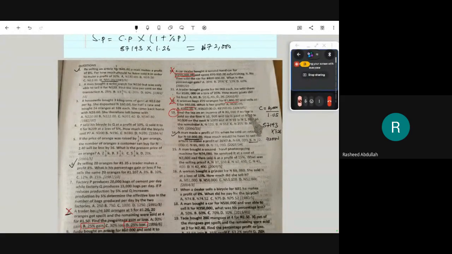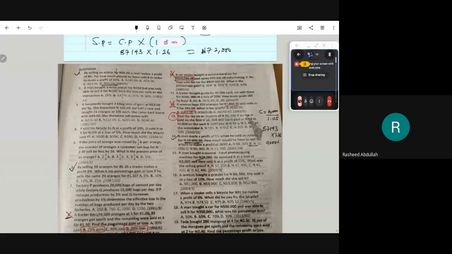A man bought a second-hand photocopying machine for 34,000. He serviced it at a cost of 2,000 and then sold it at a profit of 15%. What was the selling price? Very, very simple. The cost price is 36,000 because he bought it for 34,000 and serviced it at 2,000. So the cost price is 36,000.